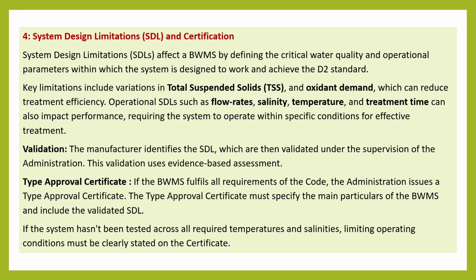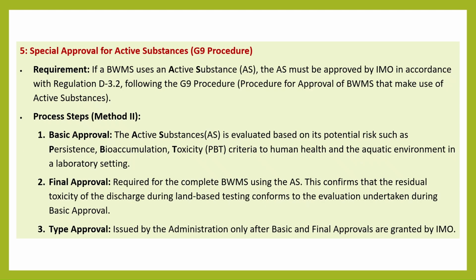Validation: the manufacturer identifies the SDL, which are then validated under the supervision of the administration. This validation uses evidence-based assessment. Type approval certificate: if the BWMS fulfills all requirements of the code, the administration issues a type approval certificate. The type approval certificate must specify the main particulars of the BWMS and include the validated SDL. If the system hasn't been tested across all required temperatures and salinities, limiting operating conditions must be clearly stated on the certificate. Special approval for active substances, G9 procedure.